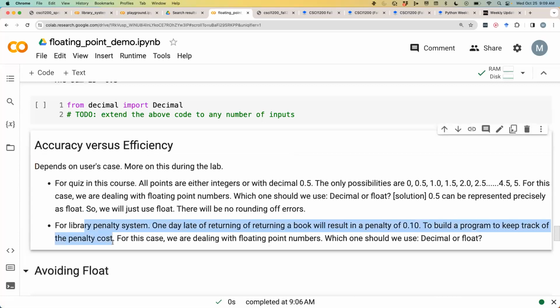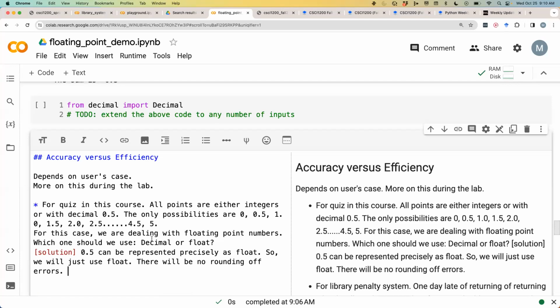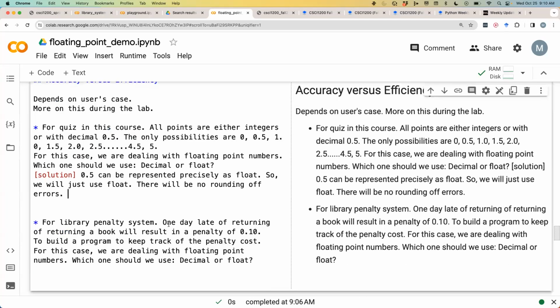Now, on the other hand, consider a library penalty system. So suppose 1 day late of returning a book will result in a penalty of, say, 10 cents. Okay.